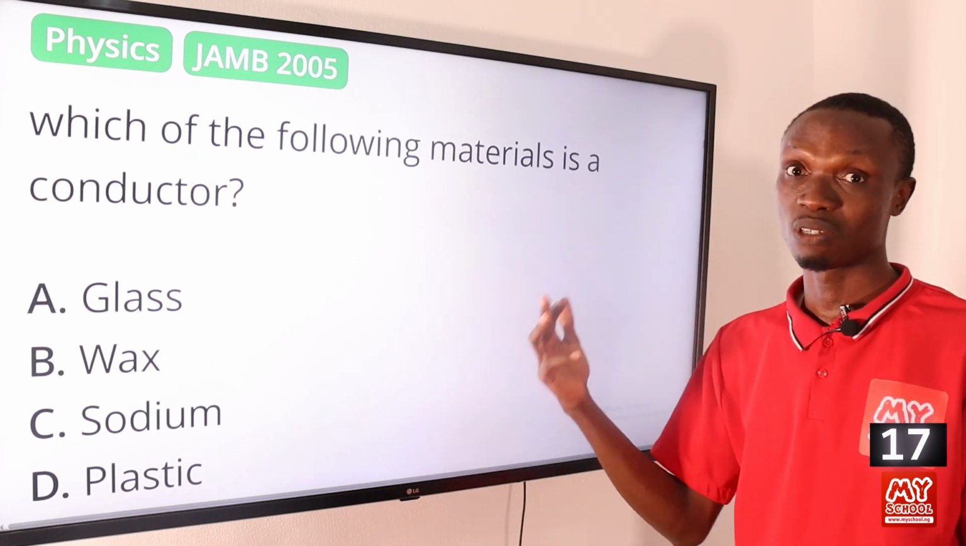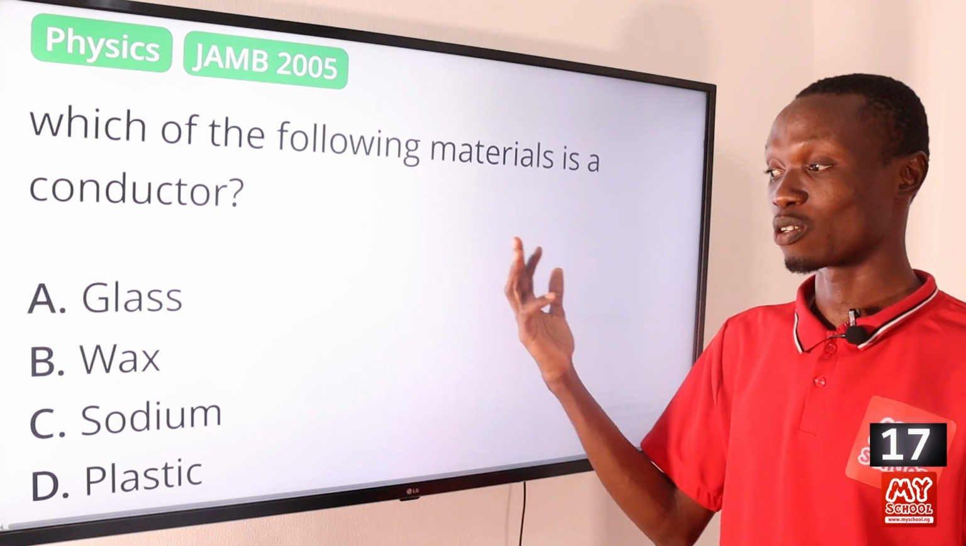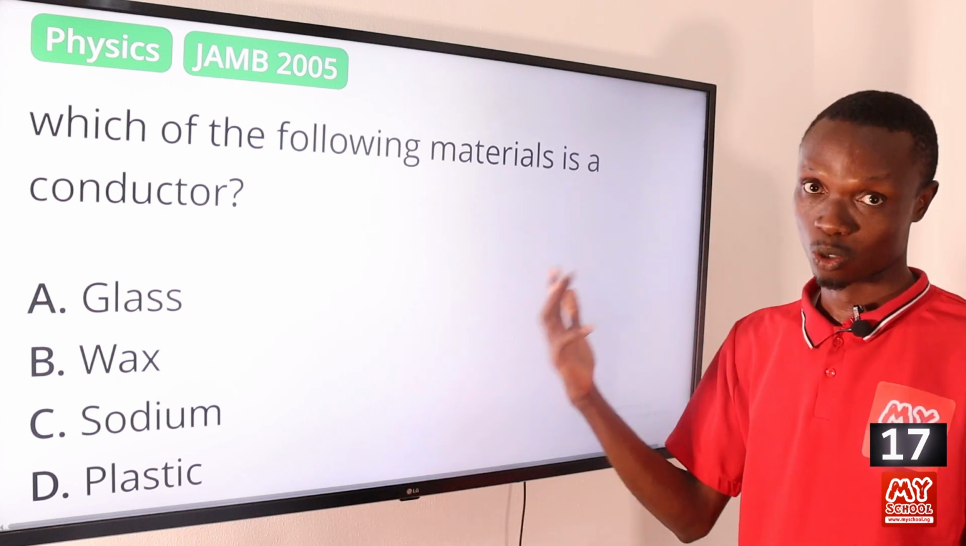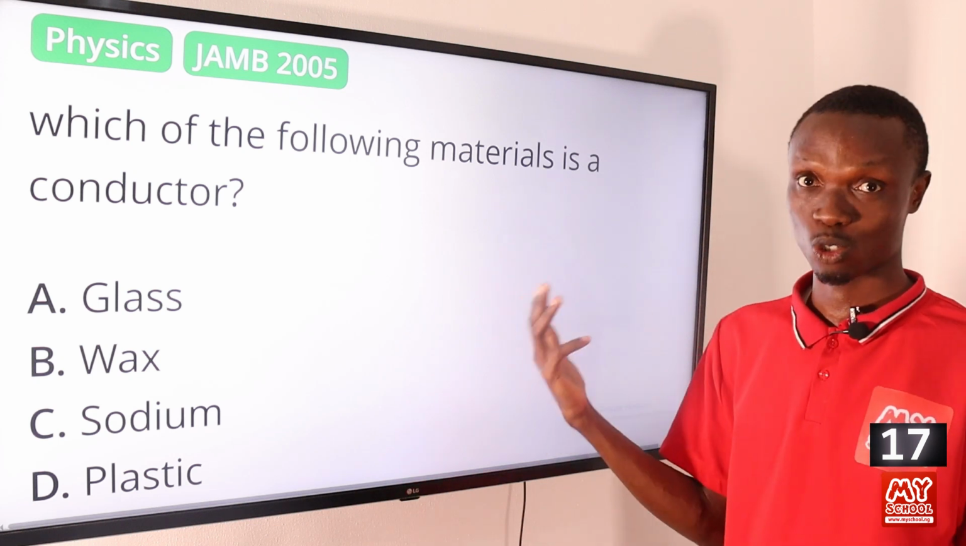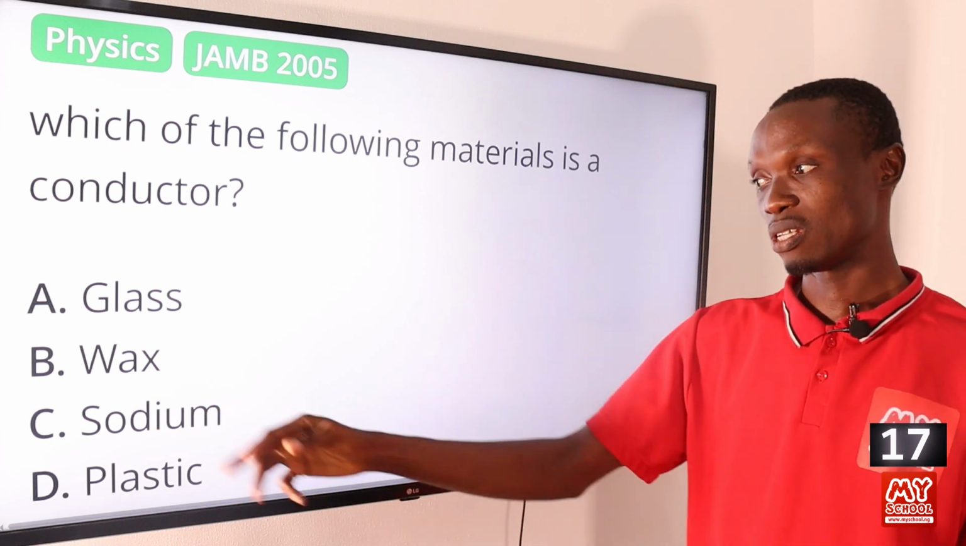So remember that sodium is a soft metal, and sodium is a conductor. Remember that metals are conductors. They allow electricity and heat to pass through them. So that makes option C the correct answer to this question.